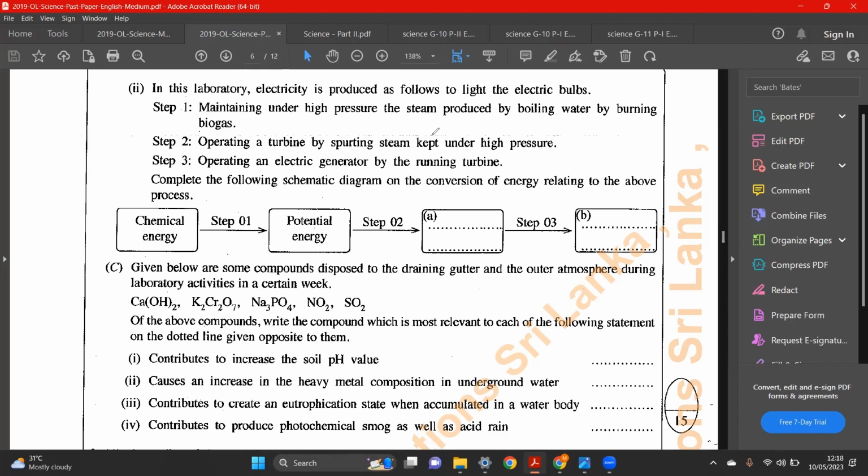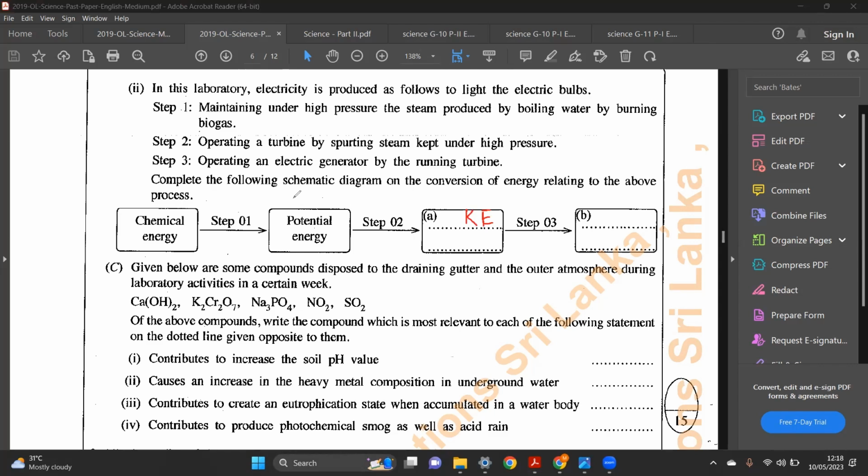Then step 2, operating a turbine. So your turbine is rotated because of your steam. That is definitely step 2, which produces kinetic energy. So here you will have your kinetic energy. Then operating an electric generator by running a turbine, that is definitely electrical energy. The kinetic energy is getting converted. So it's basically a diagram to show the energy conversions.